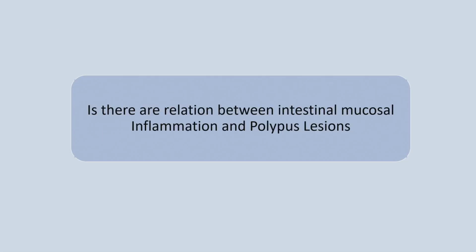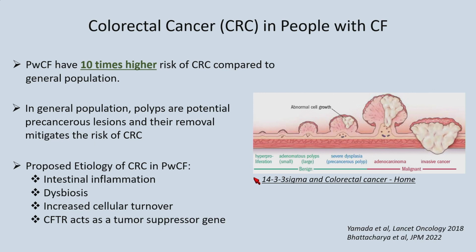Our next study aim was to evaluate whether there is a relationship of intestinal inflammation with polypus lesions. It is reported that people with CF had 10 times higher risk of large bowel cancer compared to the general population. In addition, intestinal polyps have a potential of becoming precancerous lesions, and their removal mitigates the risk of CRC. The proposed etiologies of CRC in people with CF are intestinal inflammation, dysbiosis, increased cell turnover, and loss or reduced CFTR gene function as a tumor suppressor gene.